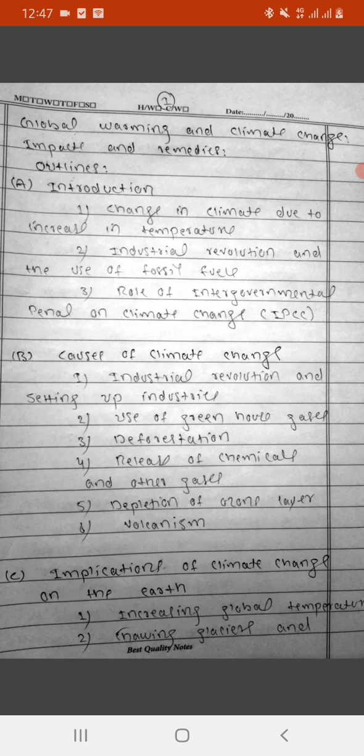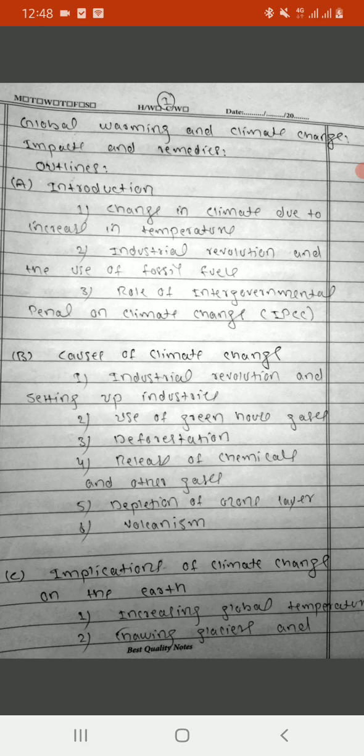What are the relevant factors due to which the temperature of the earth is increasing gradually and it is affecting our lives? So, industrial revolution and setting up industries. Before the industrial revolution, the evidence of climate change was not significant. But after the industrial revolution, particularly after the 19th century, the impacts of climate change are being felt in every corner of the world. So the second factor is the use of greenhouse gases.